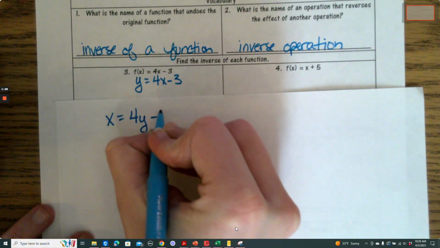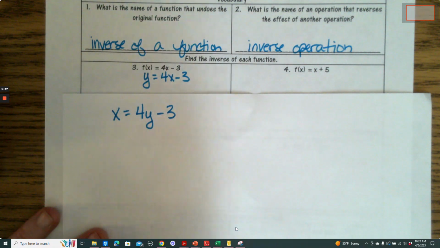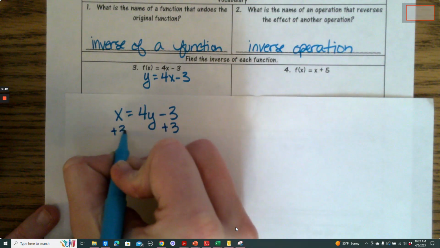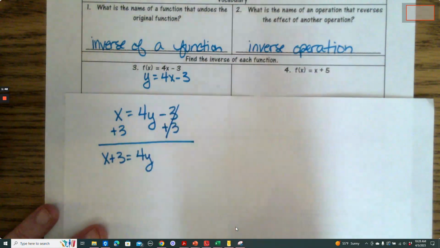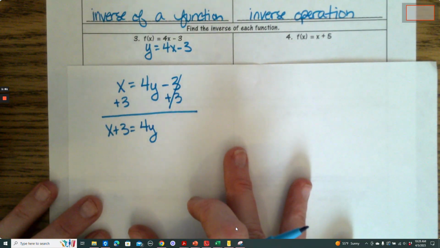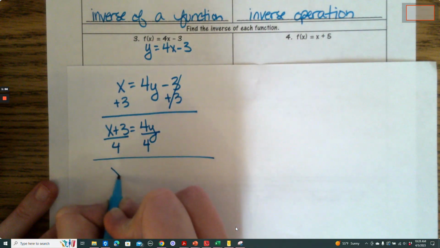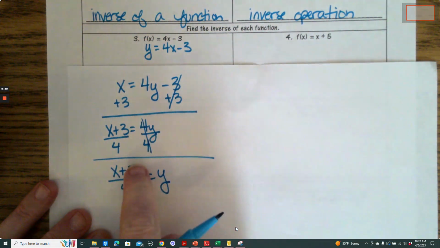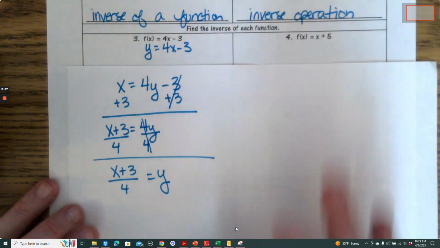And then I'm going to solve for x. Or not solve for x, solve for y. So I need to get everything away from the y. What do I move first? All right, so I'm going to add 3 to both sides. So I've got x plus 3 equals 4y. All right, what's the next thing I do? Divide everything by 4. So I would have x plus 3 over 4. This is going to cancel. Equals y. So x plus 3 over 4 is the inverse of 4x minus 3.